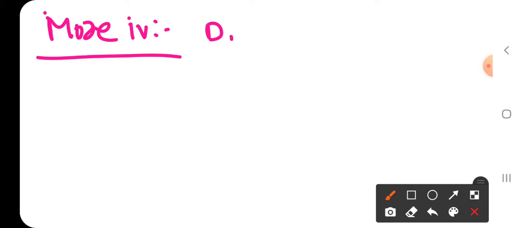Yes, next mode 4. In mode 4, D1 and D2 are forward biased. That is, when chopper 2 is turned off, again the diodes will turn on. Okay, D1, D2 are forward biased. The same thing that we discussed in mode 2 will be repeated here. Just let me conclude all these things.